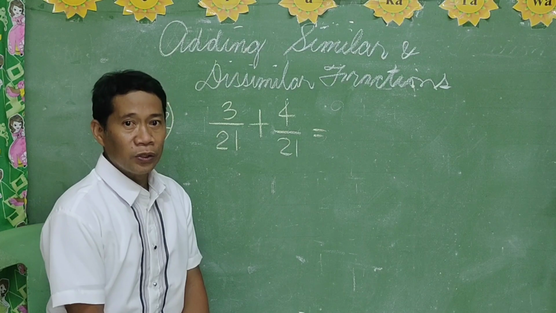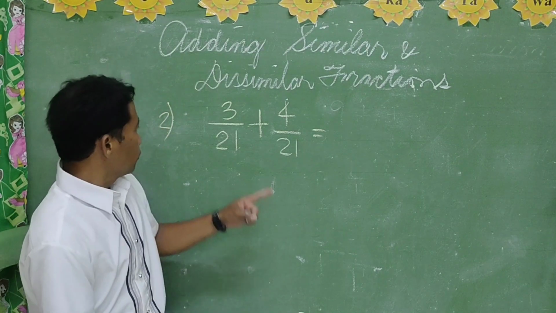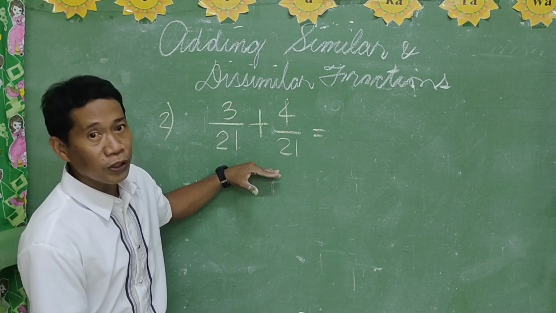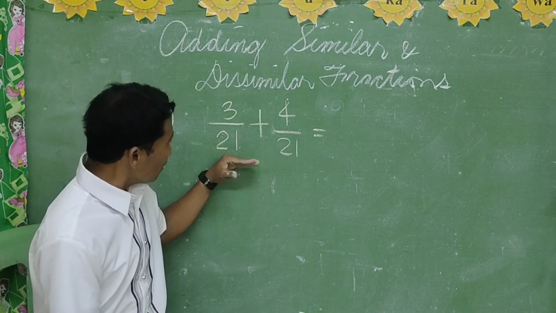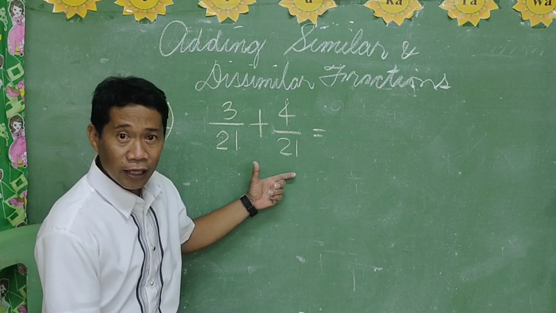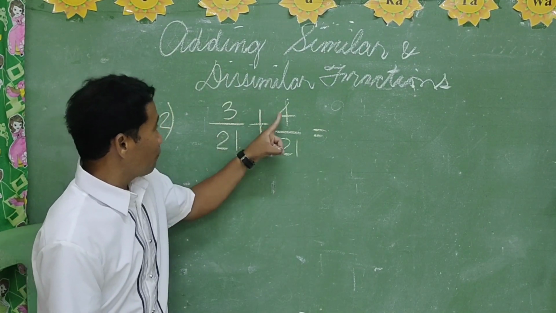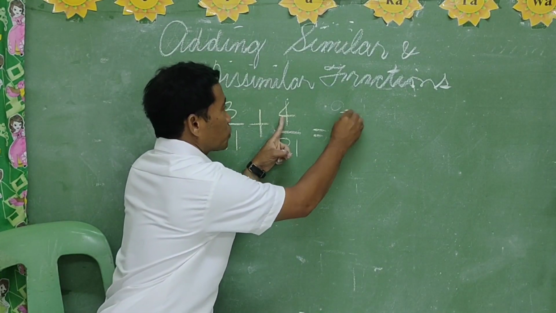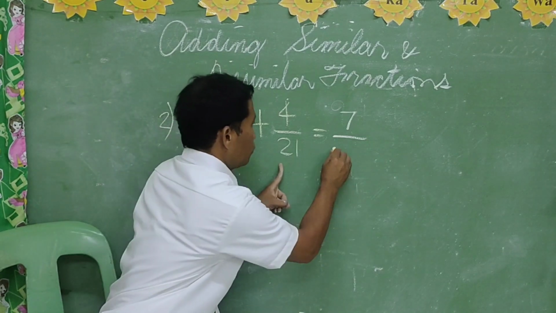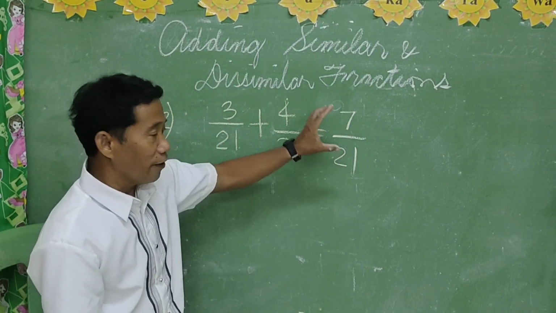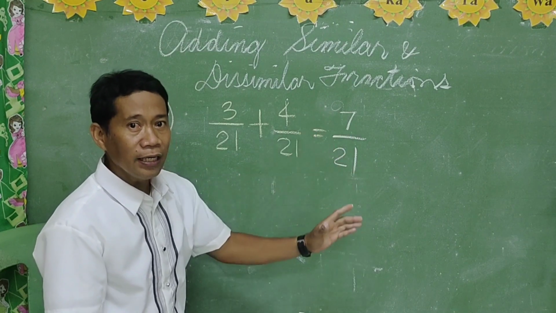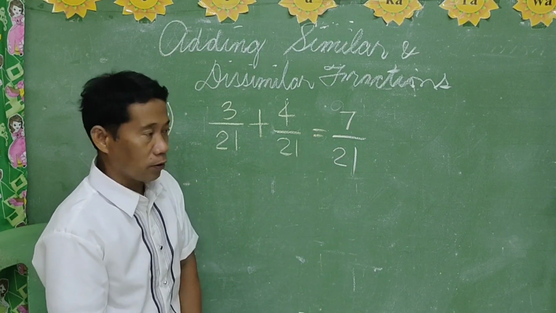Now we are going to proceed to item number 2. 3 21s plus 4 21s. The denominators are both the same. So pag magkakapareho yan, wala nang ibang sasabihin. 3 plus 4 equals 7. Then copy the denominator. Ngayon, tingnan natin if this answer is in lowest terms by finding their greatest common factor.